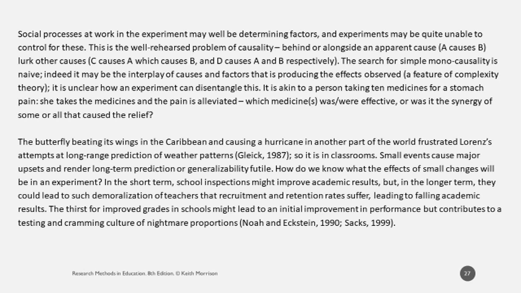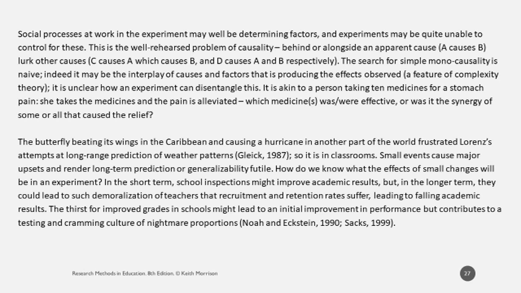Behind or alongside an apparent cause, A causes B, lurk other causes: C causes A which causes B, and D causes A and B respectively. The search for simple monocausality is naive. Indeed, it may be the interplay of causes and factors that is producing the effects observed, a feature of complexity theory. It is unclear how an experiment can disentangle this. It is akin to a person taking 10 medicines for a stomach pain. She takes the medicines and the pain is alleviated. Which medicines were effective, or was it the synergy of some or all that caused the relief?